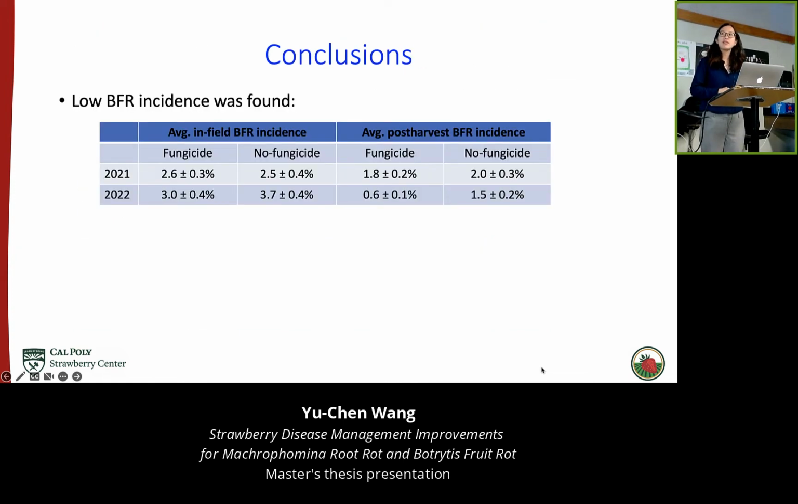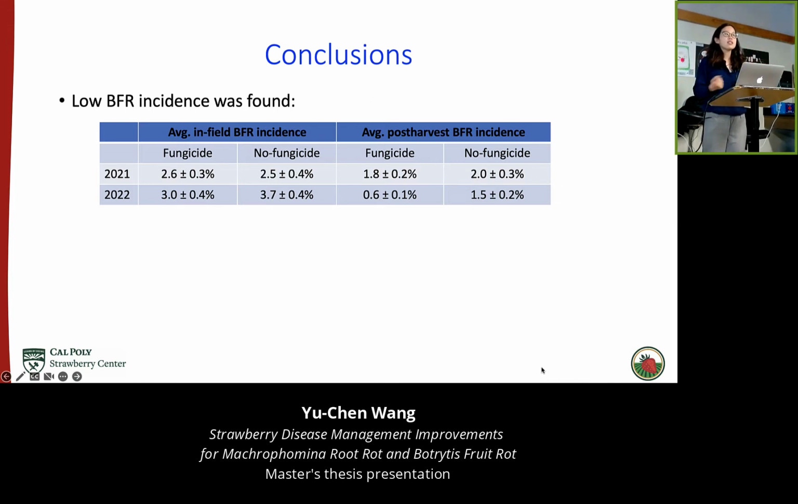Here, concluding the results over the 2 years, in our survey in Santa Maria, we found that low disease incidence is occurring whether with fungicide or without fungicide. In 2021, we had an in-field incidence of about 2.5%, and post-harvest is about 1.8 to 2%. And in 2022, it's about 3 to 3.7% for in-field and 0.6 to 1.5% for post-harvest. This is very low, and we saw that it happened for both fungicide and no fungicide application.